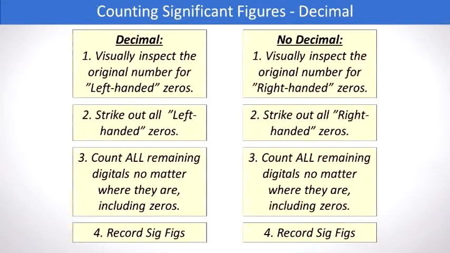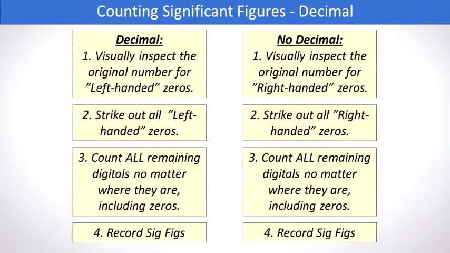So there you have it, a very simple way of counting significant figures. It works on a concept whereby numbers that contain decimals are considered to have left-handed zeros, and numbers that have no decimal are considered to contain right-handed zeros.